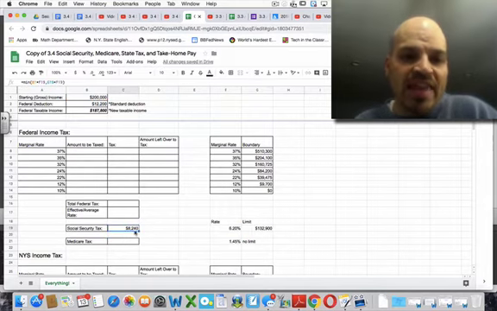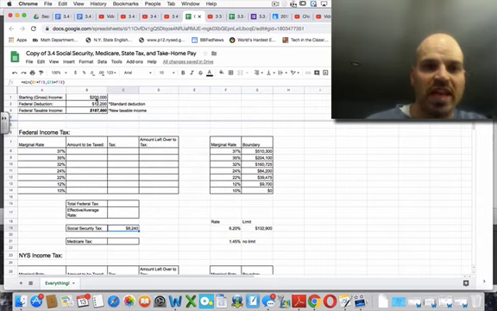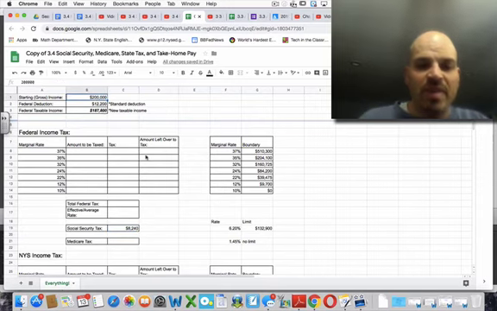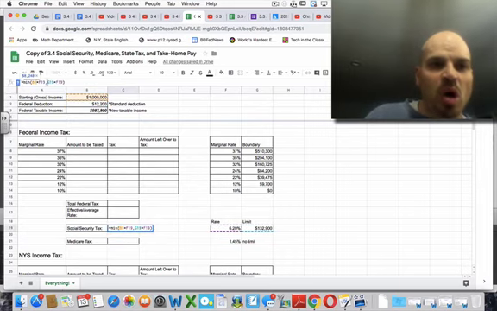So $8,240 is the maximum amount anybody can actually be taxed from Social Security in a given year. So for example, if I make $50,000, you'll see that goes down to $3,100. If I make $1 million, that doesn't go past $8,240 because we took the smaller, the minimum of the two values.